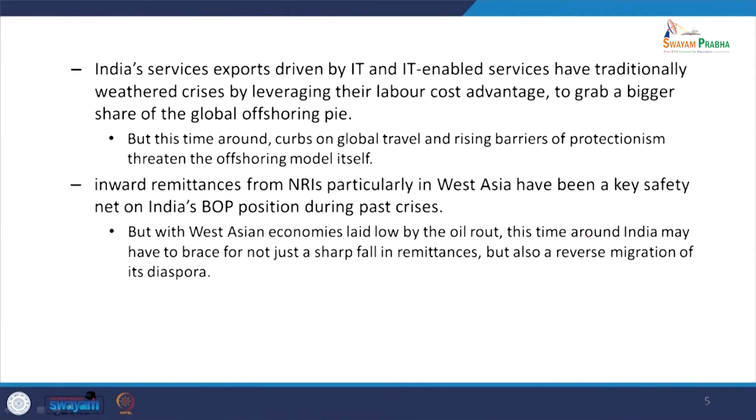Coming to the third important point, where India is going to suffer: inward remittances from NRIs, particularly in West Asia, have been a key safety net for India's BOP position during past crises. As I mentioned, West Asia is a matter of concern for India and its connection with BOP. But with West Asian economies laid low by the oil rout, this time around India may have to brace for not just a sharp fall in remittances, but also a reverse migration of its diaspora. So, that is also a matter of concern.